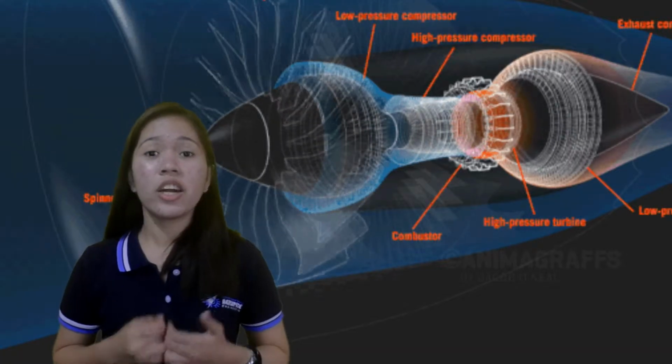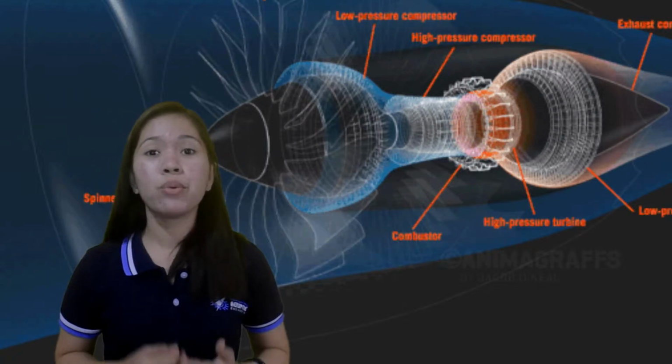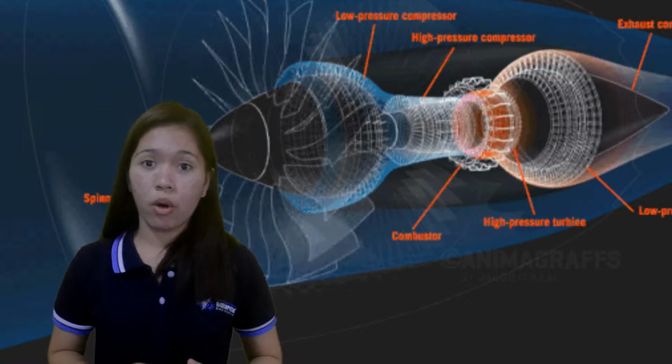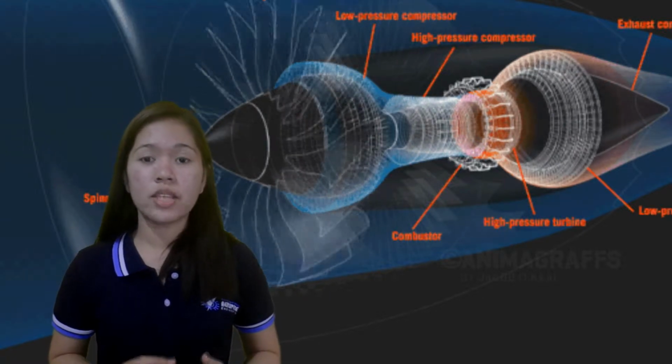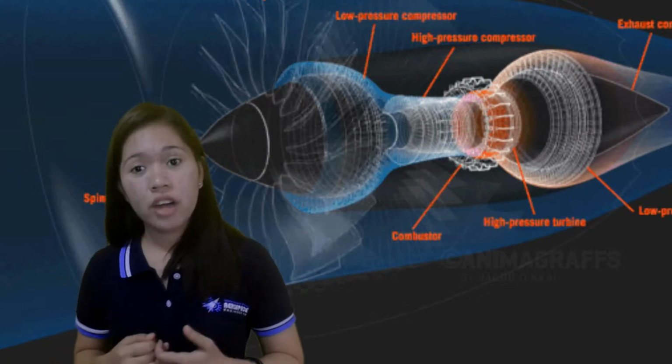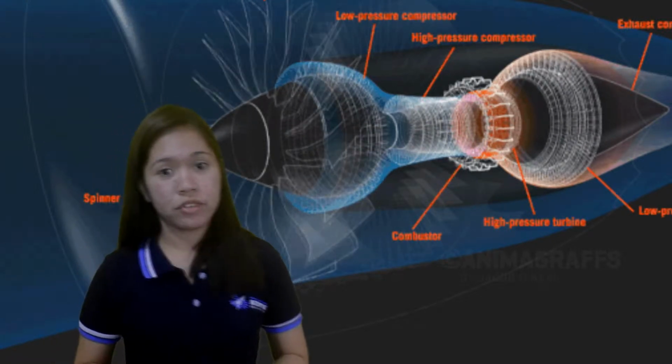Gas turbines are extremely light. They have few moving parts, and they achieve exceptionally high TBO, or time between overhauls. And they have high versatility to produce either thrust or torque to power aircraft.